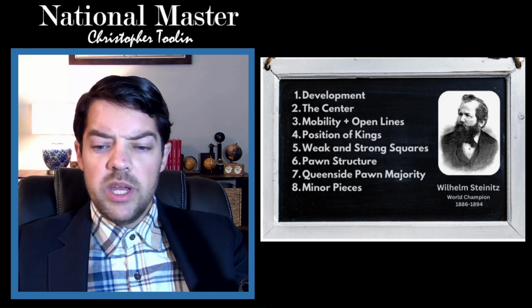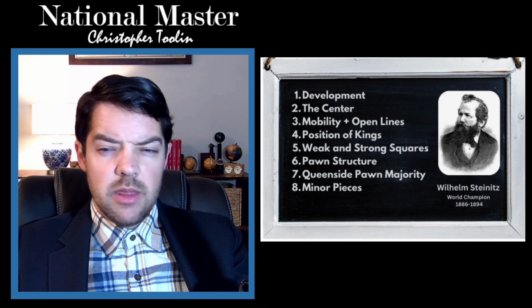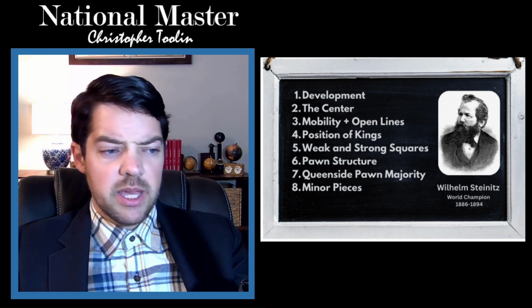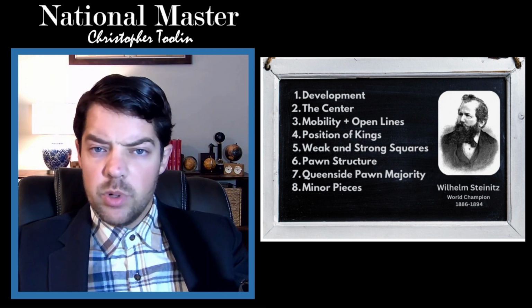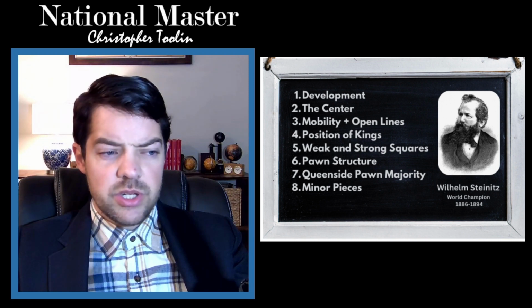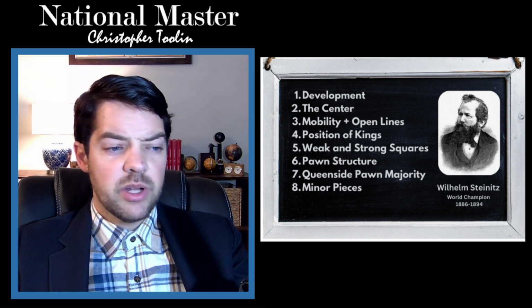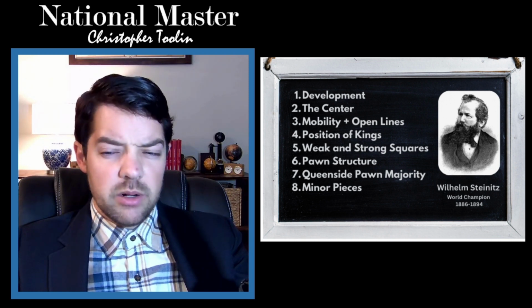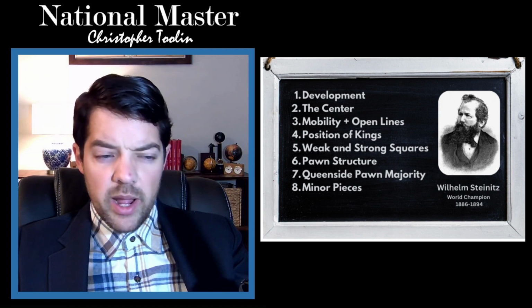Number five, weak and strong squares. This one I would say is probably getting to be a little more advanced. Most players that are newer to chess or just starting out, young players, you really probably are not looking at key squares.